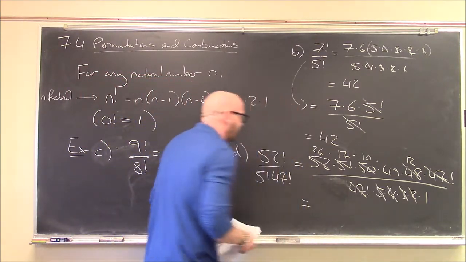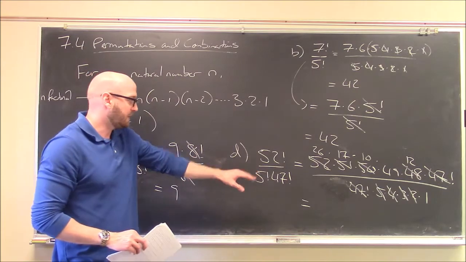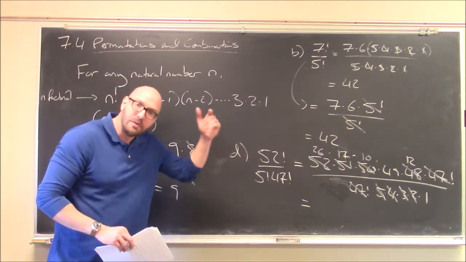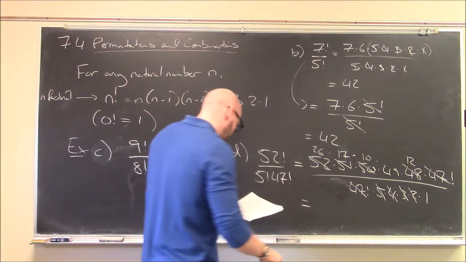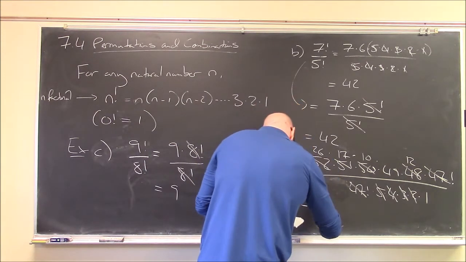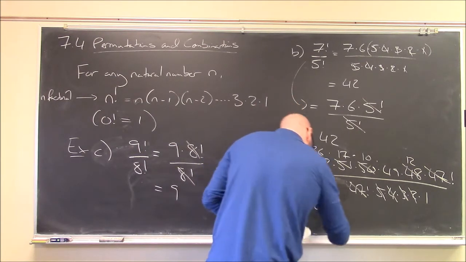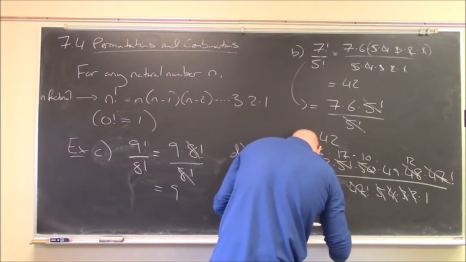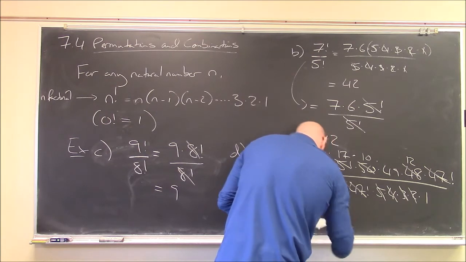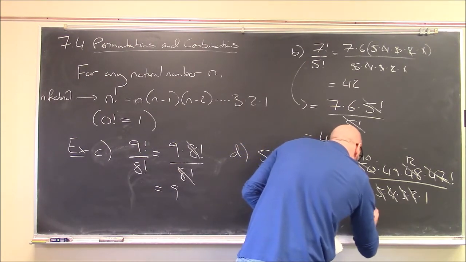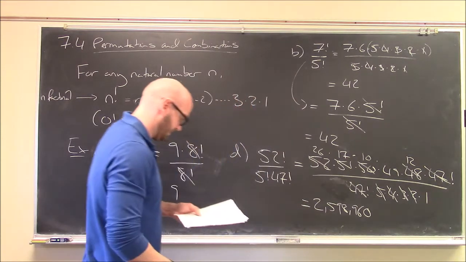Your calculator should have a factorial function, by the way, so you would just type in 47 factorial, and it'll tell you what it is. But this works out too, if you simplify this, or compute this, it is 2,598,960.